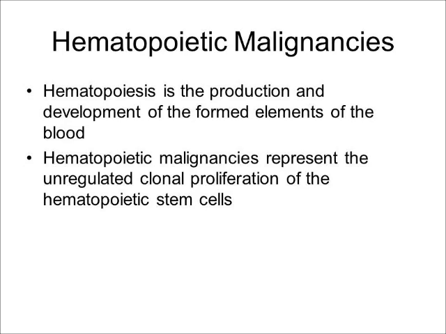Hematopoiesis means the production and development of the formed elements of the blood, and hematopoietic malignancies represent the unregulated clonal proliferation of the hematopoietic stem cells. This includes a number of different cell lineages, since there are a number of different formed elements in the blood.